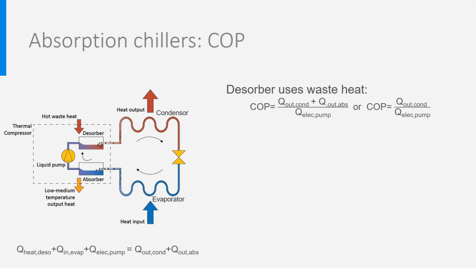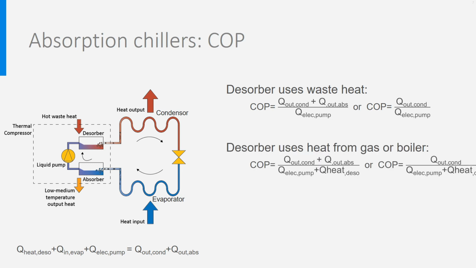When the desorber is not using waste heat but heat generated for this purpose, we must account for it in the denominator. The COP is the Carnot COP multiplied by the efficiency of the thermal compressor, which can be shown to be the temperature of the heat input at the desorber minus the temperature in the evaporator, Tc, divided by Tc. In general, the efficiency of absorption heat pumps is much lower than the one of compression heat pumps, except if waste heat can be used to drive the thermal compressor.